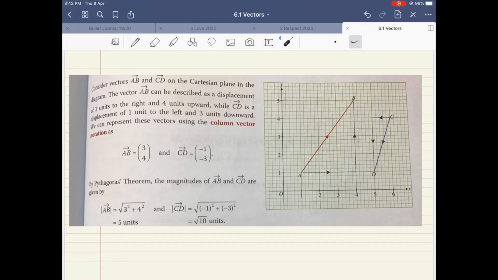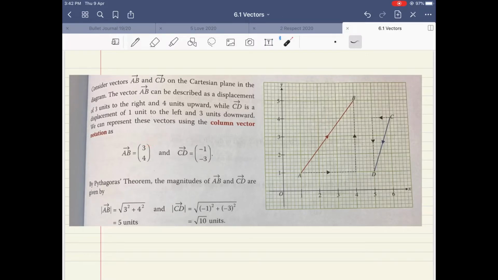Now, we're looking at two vectors here, AB and CD. AB can be found over here. This is AB, and this is CD going downward, so to speak, and that is vector CD. Now, there's something we need to know called a column vector. What is a column vector? If you look down here, they say that AB is represented as a column vector and CD is represented by a column vector as well. So how do you actually read or write down these column vectors?